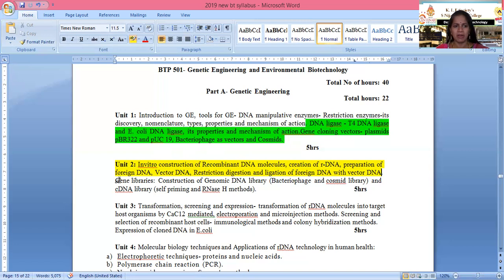Then you'll also focus on gene libraries. Here in gene libraries, you are going to study construction of genomic DNA library, under that bacteriophage and cosmid library, and cDNA library. Here you are going to study self-priming and RNase H methods.